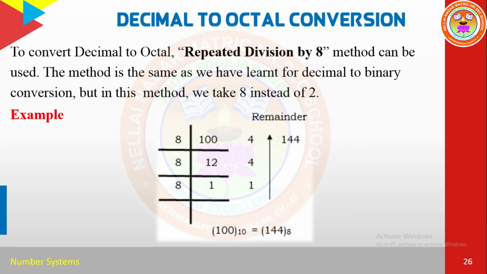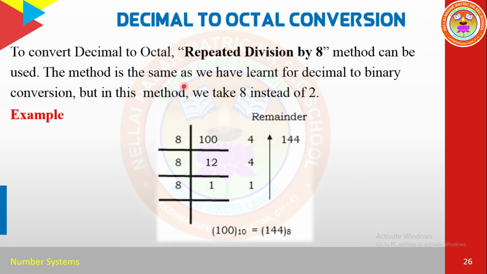The same method, repeated division by 8. In binary, what method were we following? The repeated division by 2 method. We already followed that method, right? The same thing, but here it is octal conversion. So the method we follow is repeated division by 8, especially to convert the given number into octal. To convert decimal to octal, the repeated division by 8 method can be used.